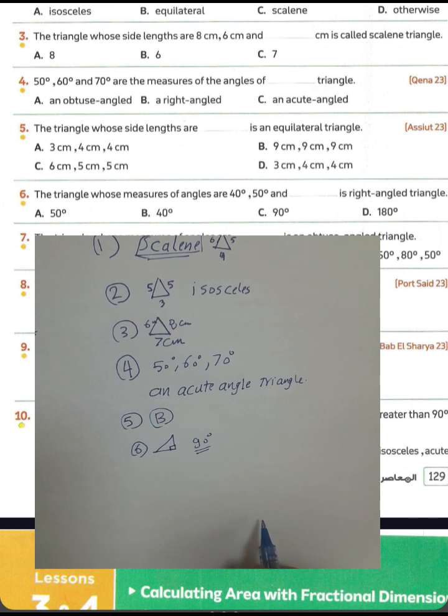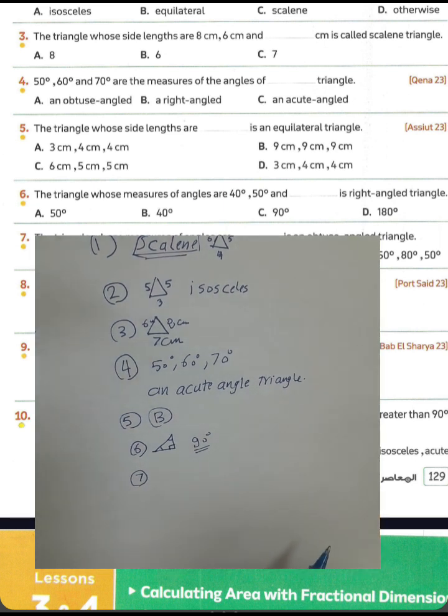Then the measure of the third angle here will be 90 degrees. Or you can find the third angle by adding the measures of the two angles here, 50 plus 40, and subtracting the result from 180. The result will be 90 degrees.